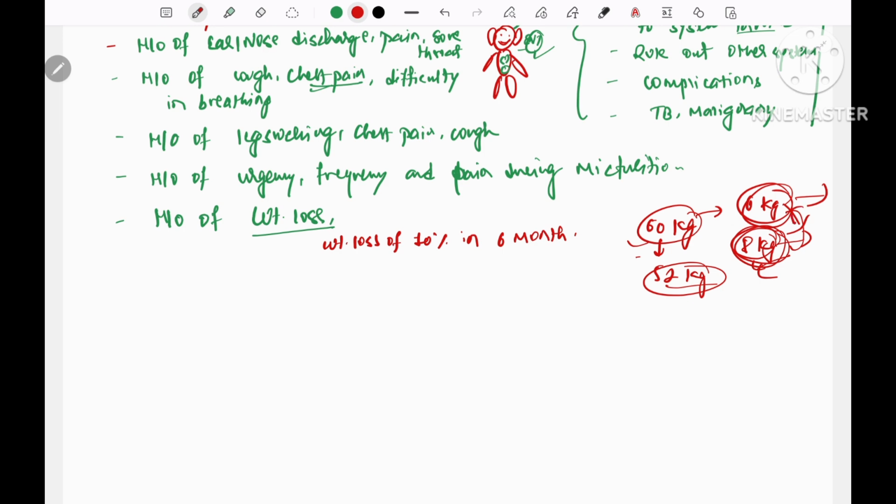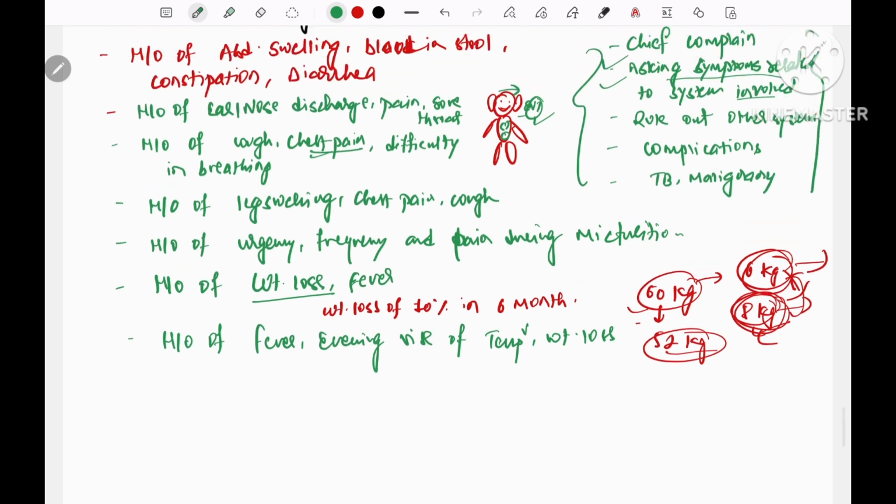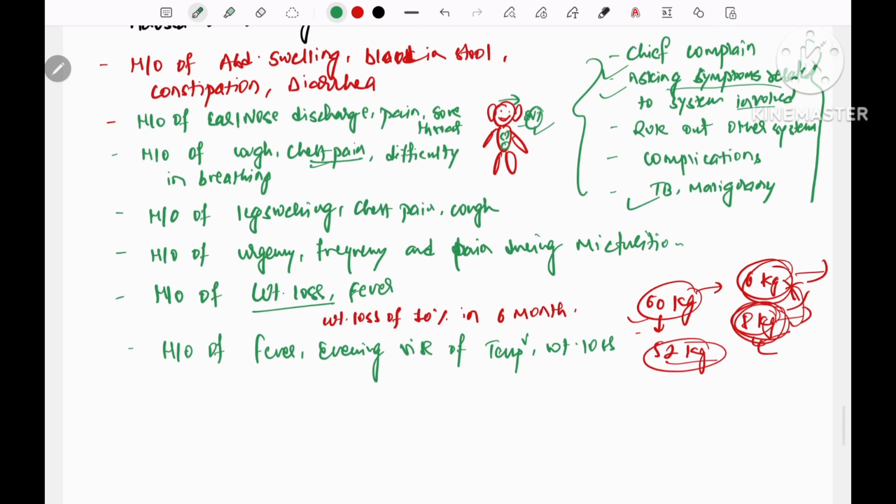So for a history of malignancy, we have to ask this history of weight loss and any history of fever. These 2 points are necessary. And for tuberculosis, we have to ask a history of fever, evening rise of temperature. Okay, fever, evening rise of temperature, weight loss. It is also necessary in this. So, in this way, we ask about tuberculosis and malignancy. We have also ruled out the other systems.